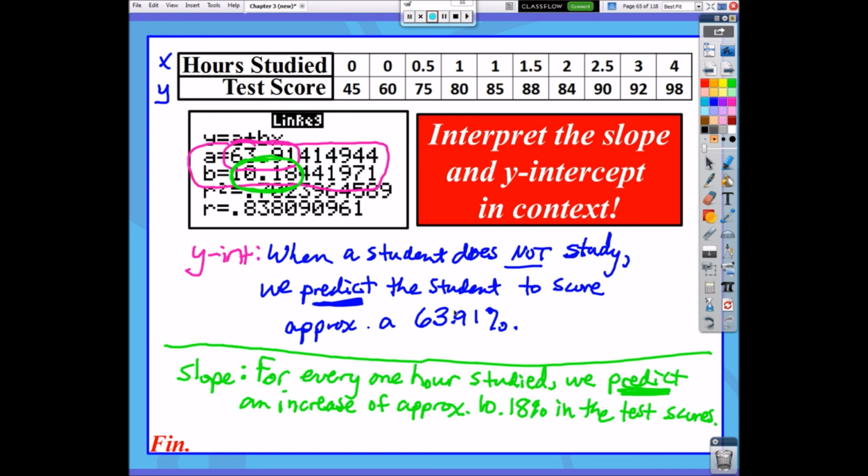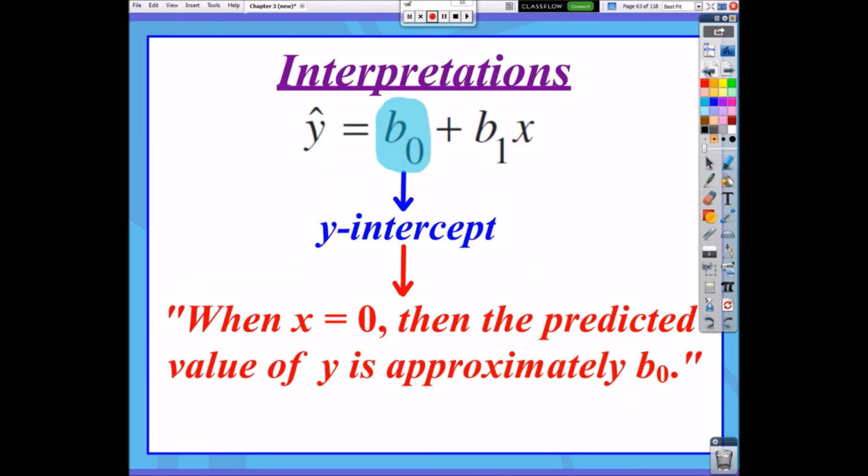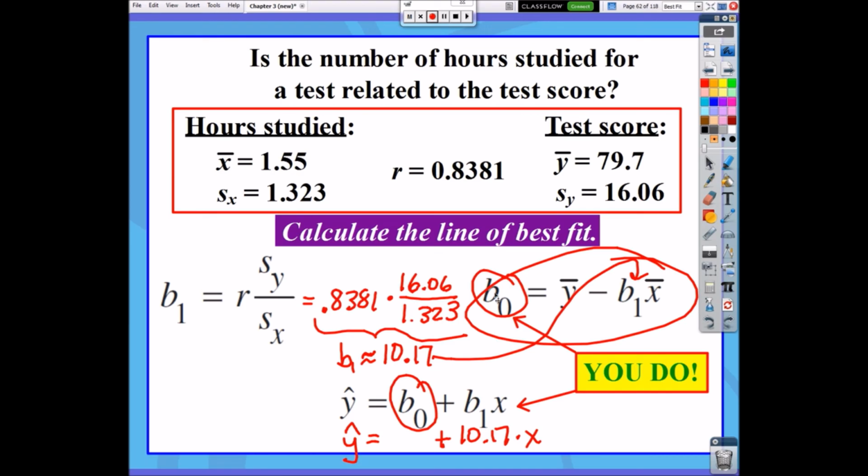So there's our interpretation of the y-intercept and the slope, and we'll definitely get some more practice with this. But the only problem you guys need to do, again, was going back and figuring out the y-intercept and really writing the whole line of best fit. And that is all for video 4.